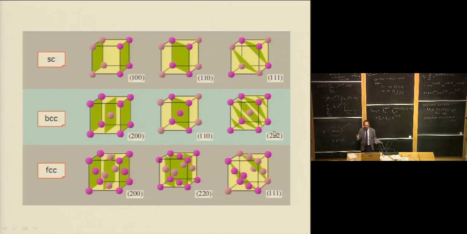Okay, so that's how you tell when your Miller indices actually represent a reciprocal lattice vector. They represent a reciprocal lattice vector when they satisfy the selection rule, and they do not represent a reciprocal lattice vector when they do not satisfy the selection rule. Okay, make sense? Yeah, good.